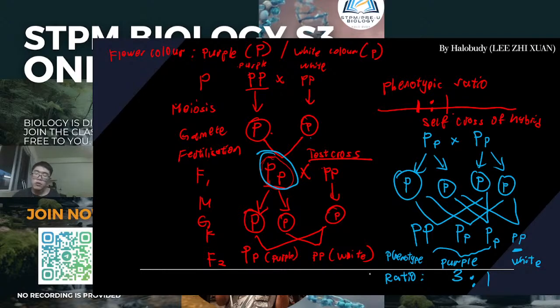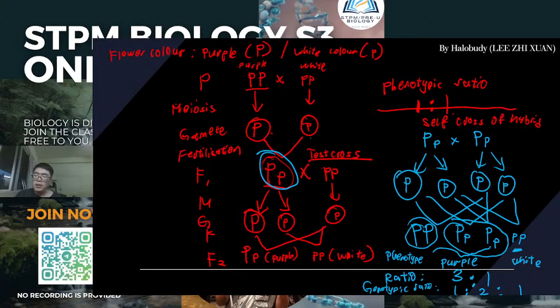So when we use the genotypic ratio, it will give 1 to 2 to 1. One is homozygous dominant, is pure, and another one is homozygous recessive, is white color, and two is the hybrid organism. So that is why the phenotypic ratio is 3:1.